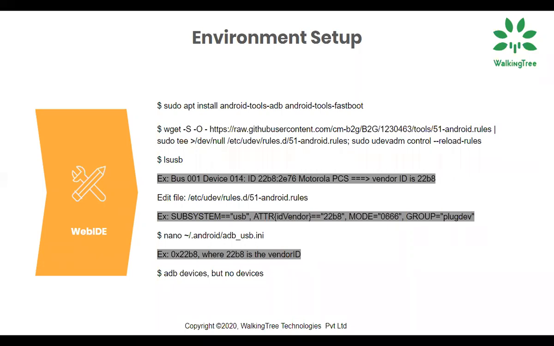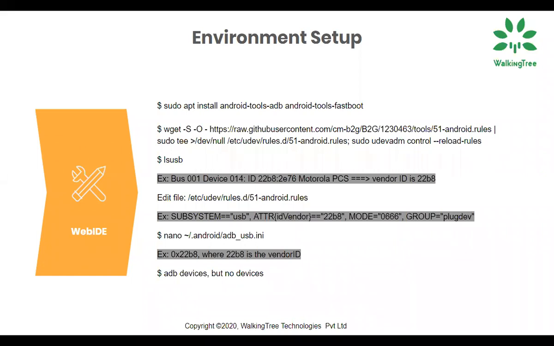Once we are done with that, we need to add this same vendor ID to one more file that needs to be created in the root directory. That is adb_esp.ini. This time we need to add the hexadecimal vendor ID to the file. Here you can see the actual vendor ID is 22B8, but we are adding that as 0x22B8. Then once we are done with that, we need to plug our physical device to the desktop. Then only we will get the vendor ID from the device and all the stuff.